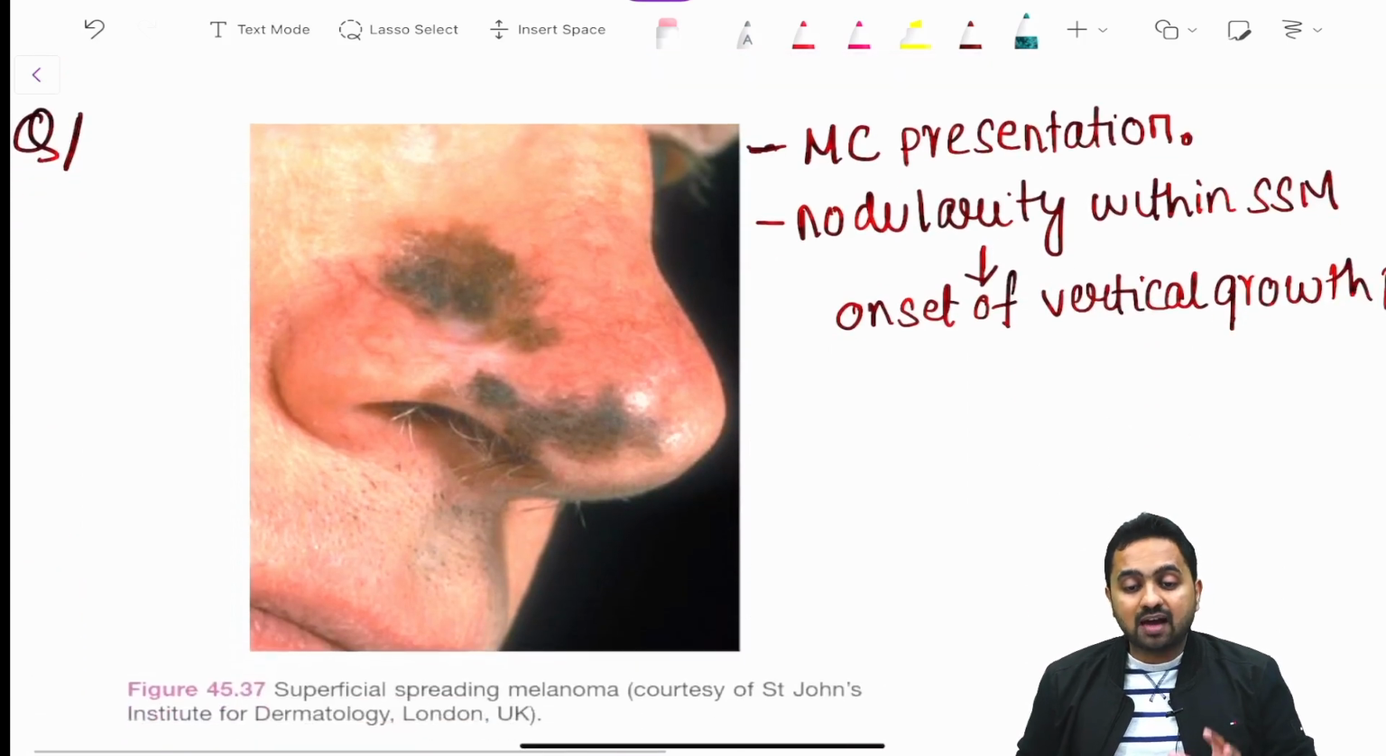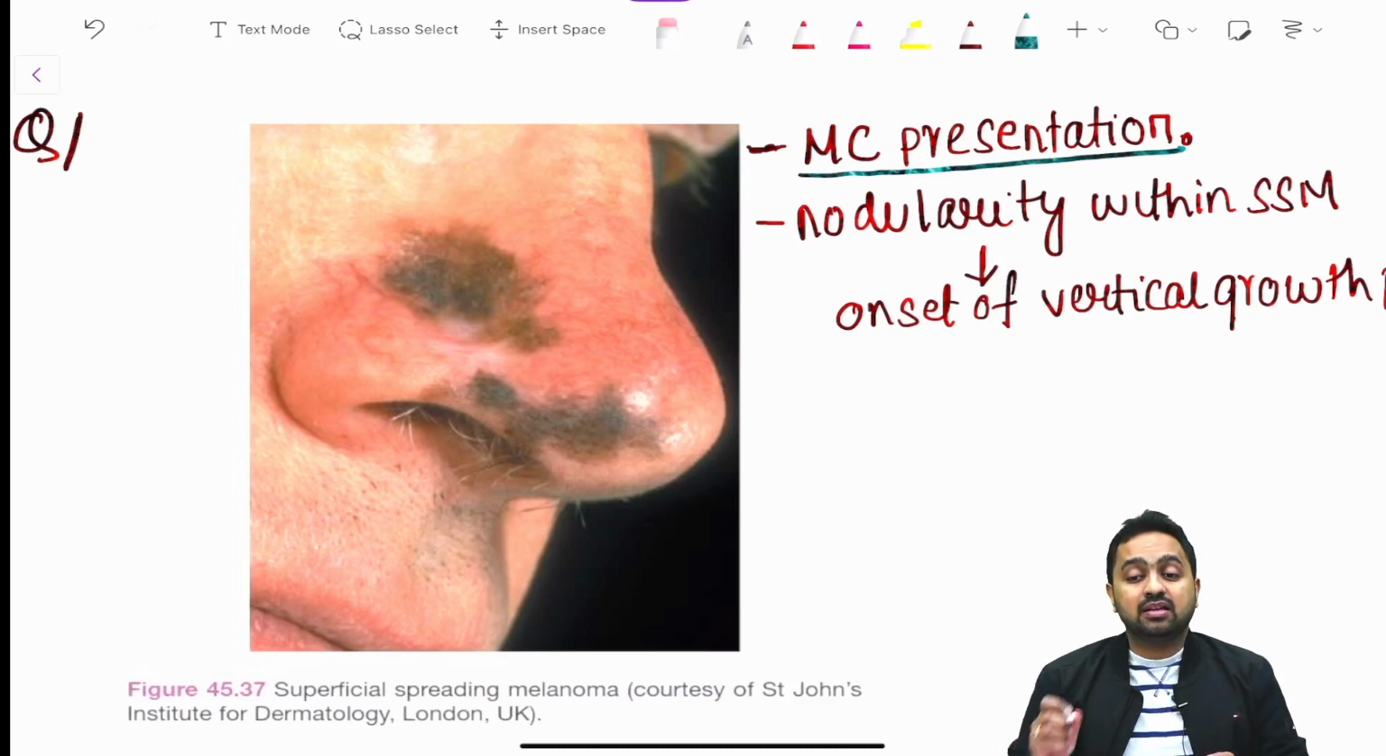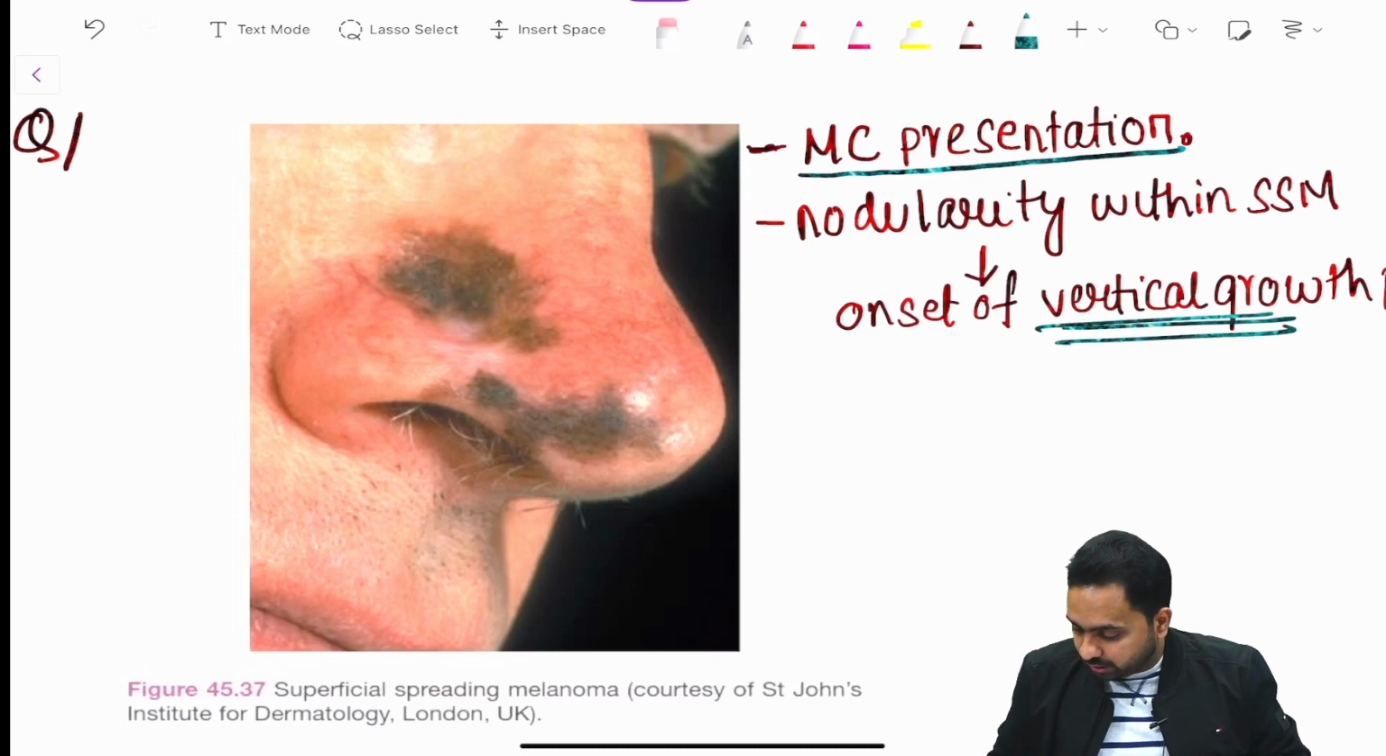Now the various subtypes of melanoma. So this we have is a superficial spreading melanoma. Now this is your most common presentation, and if there is a nodularity within this superficial spreading melanoma, that signifies the onset of vertical growth.